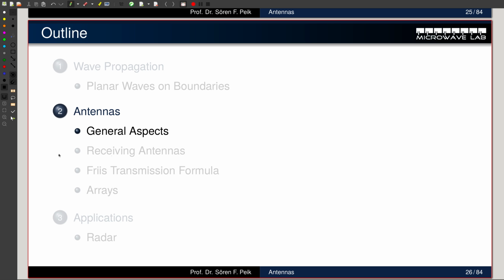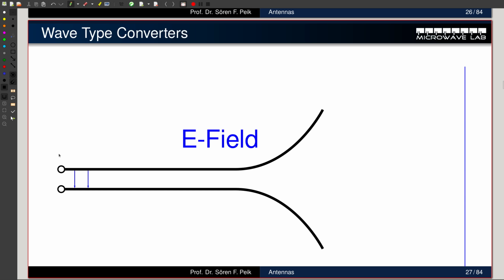Today we have the general aspects of antennas, and we are going to define some general parameters to characterize an antenna. First, I start with explaining what an antenna is. When we look at a cable here, the cable has a guided wave in it. So we call this a guided wave. And in free space, we have a free space wave.